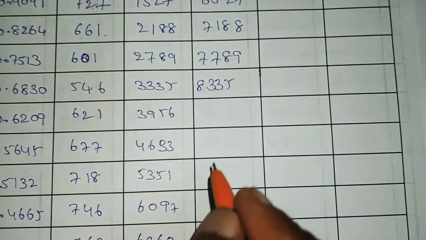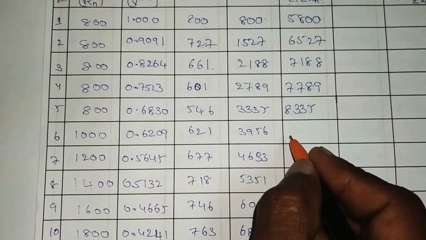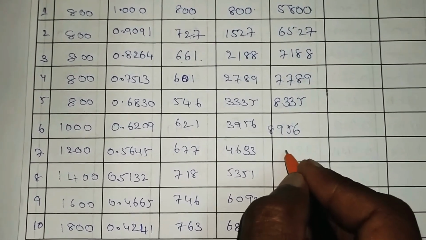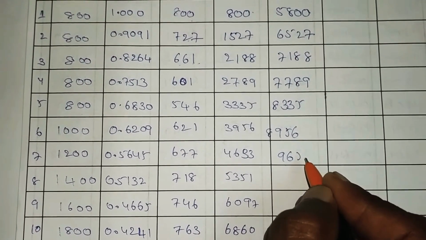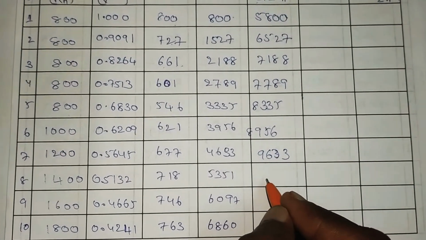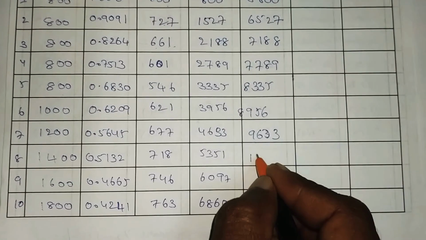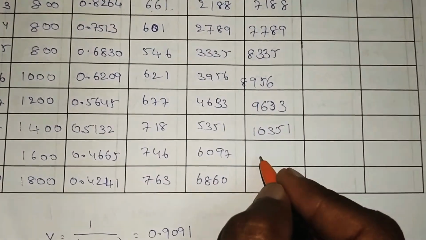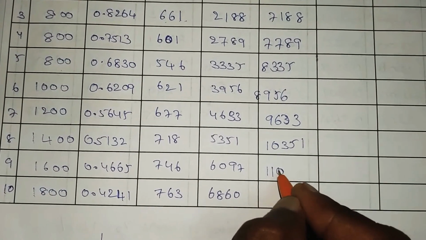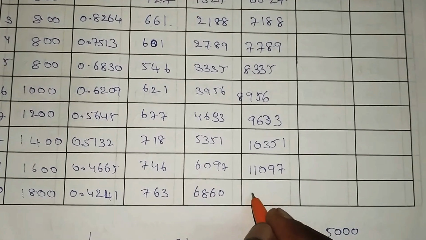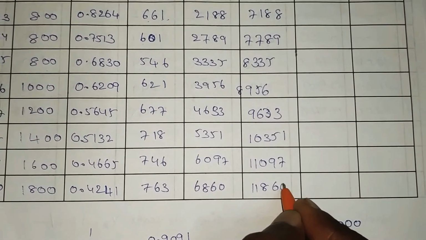8335 for the 6th year. 8956 for the 7th year. 9633 for the 8th year. 10351, plus add this 5000. Add 5000, 11000, 97, and 11,860 for the 10th year.